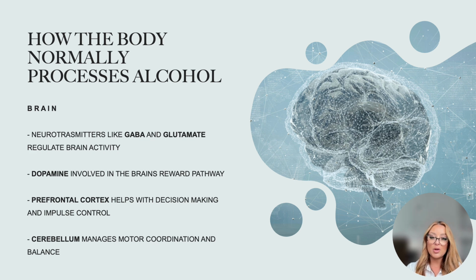Alcohol also affects dopamine, which is tied to the brain's reward pathway. That's the part that makes drinking feel good at first. The prefrontal cortex helps with decision-making, judgment, and impulse control, while the cerebellum keeps us coordinated. That's why when people drink too much, they might stumble, slur their speech, or make poor choices.